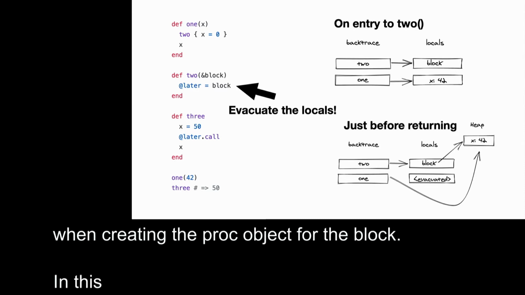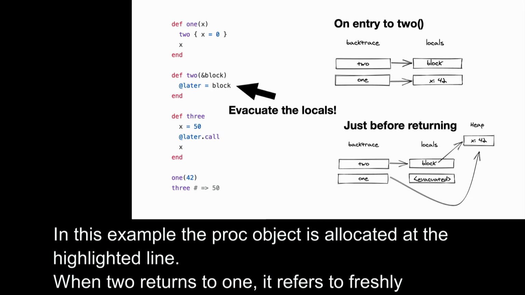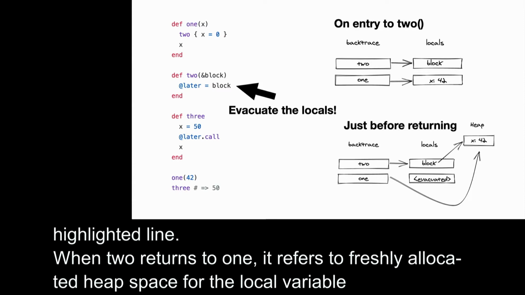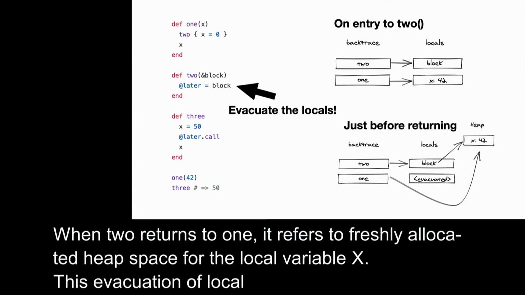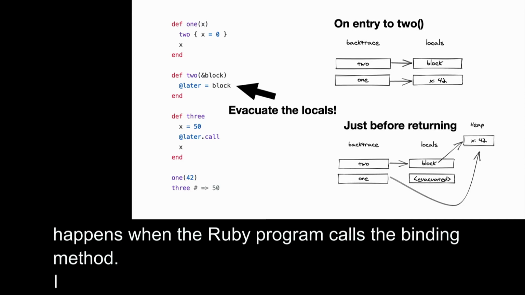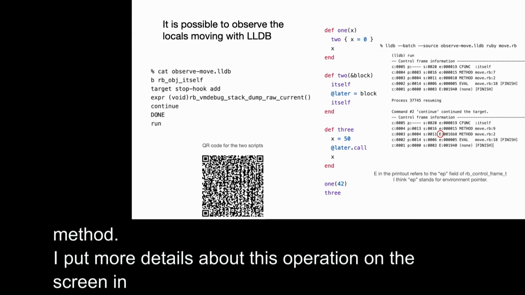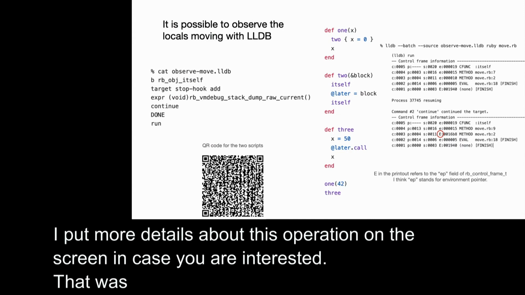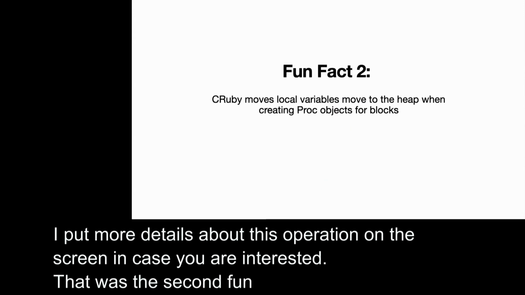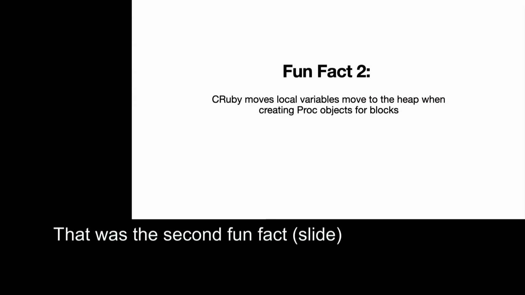In this example, the proc object is allocated at the highlighted line. When 2 returns to 1, 1 refers to freshly allocated heap space for the local variable x. This evacuation of local variables to the heap also happens when the Ruby program calls the binding method, but I digress. I've put more details about this operation on the screen in case you are interested. That was the second fun fact I wanted to share today. Local variables move when a proc object is created for a block.